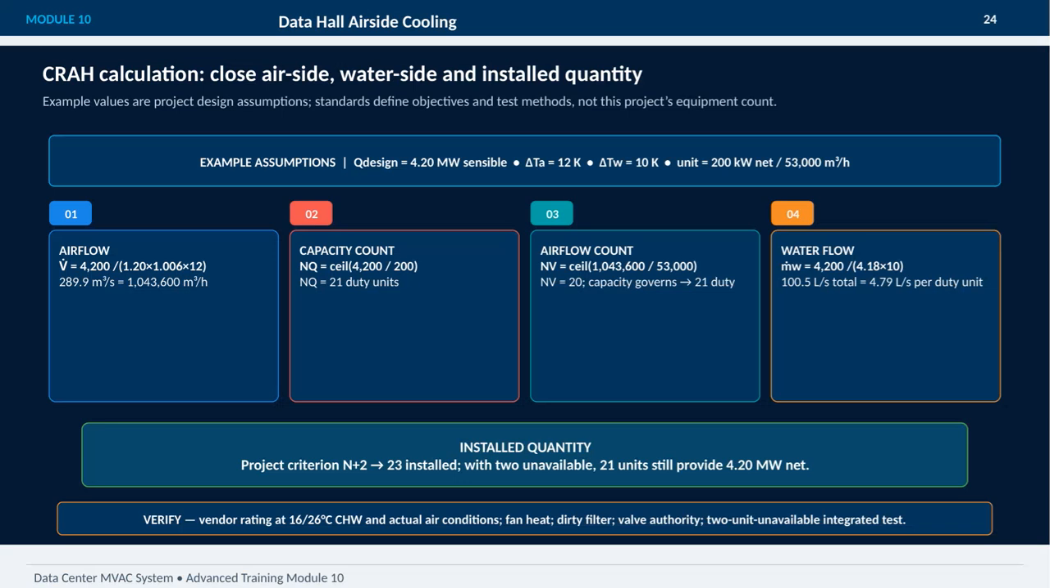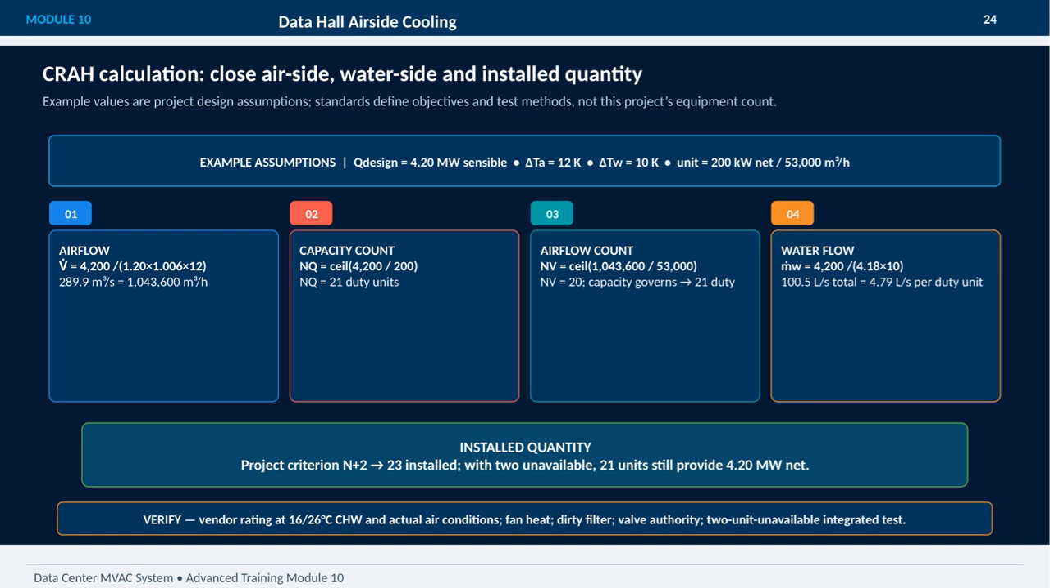On this slide, we're focusing on the CRAH calculation for Data Hall Airside Cooling, covering airside and waterside parameters along with the installed quantity of units. Starting with the example assumptions, we have a design sensible heat load of 4.20 megawatts, an air temperature difference of 12 Kelvin, and a water temperature difference of 10 Kelvin. Each unit is rated at 200 kilowatts net and handles 53,000 cubic meters per hour of airflow.